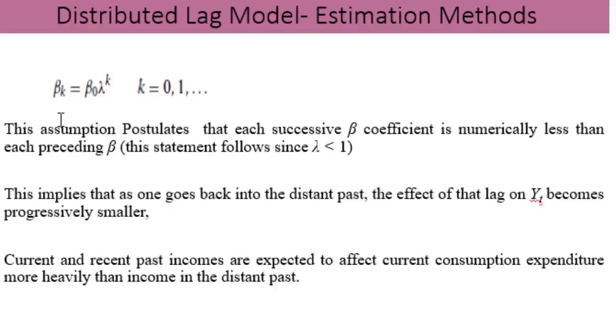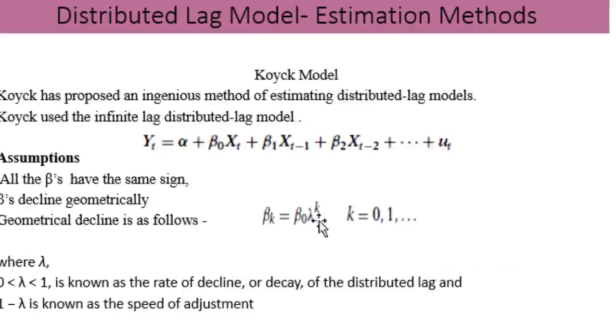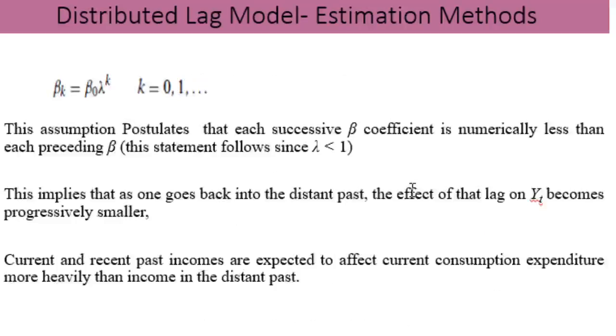Then this assumption, that is, the geometric decline of the betas, or beta k equal to beta 0 lambda raised to k, postulates that each successive beta coefficient is numerically less than the preceding beta. This statement follows since lambda is less than 1. That is, beta 1 will be lower than beta 0, beta 2 will be lower than beta 1, etc. Each successive beta will be numerically less than the preceding betas.